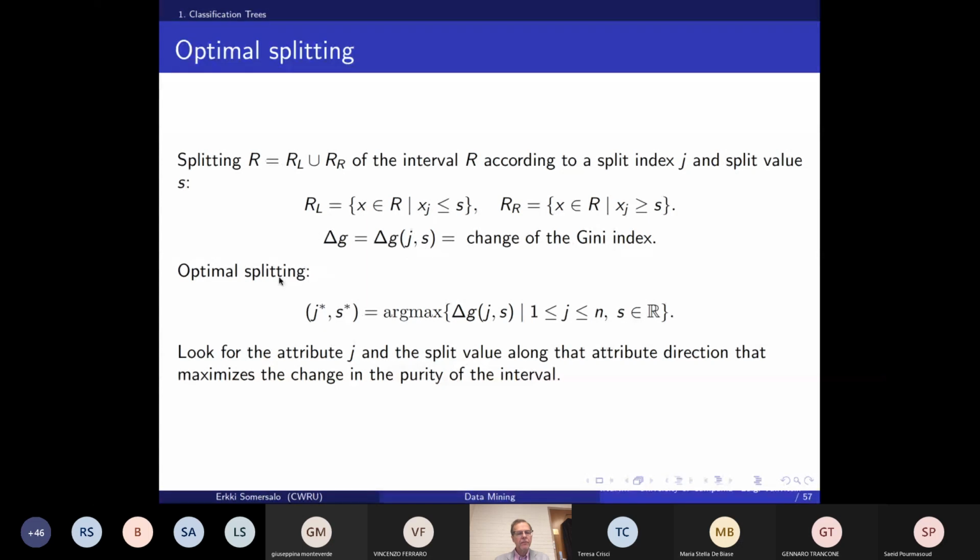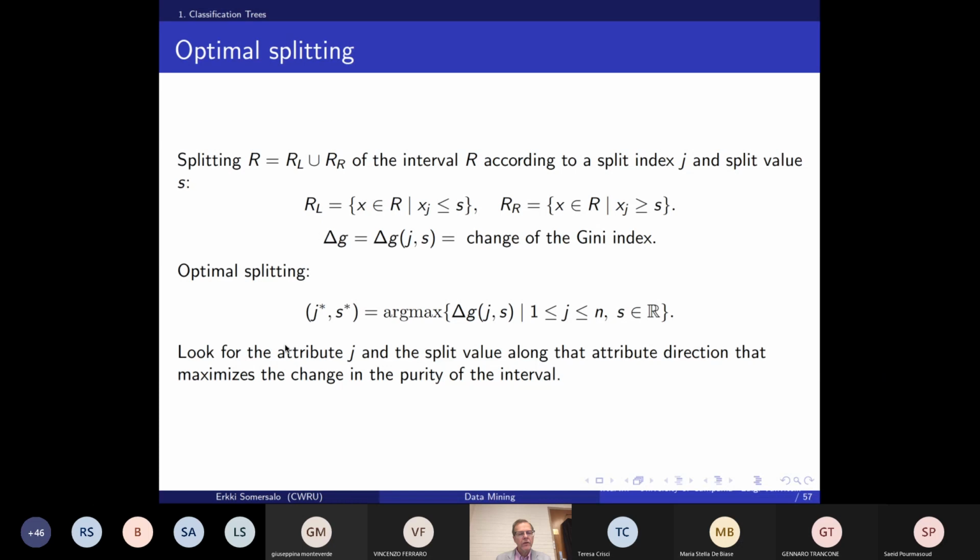What is the optimal splitting? Optimal splitting means that you are choosing the J and the S that maximizes the change in the Gini index. So that's the definition of optimal splitting. And this again may not be unique. So you may have several splits that are producing the same change in the Gini index. So in case you have several, you just pick one, let's say randomly. But the idea is that you always can find at least one optimal splitting.